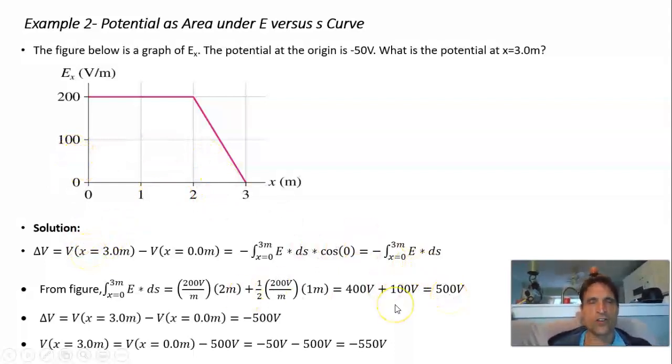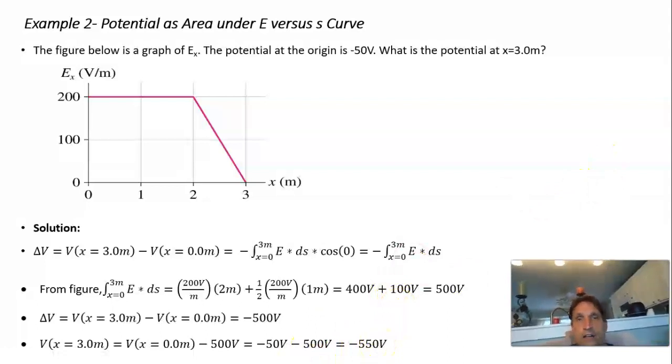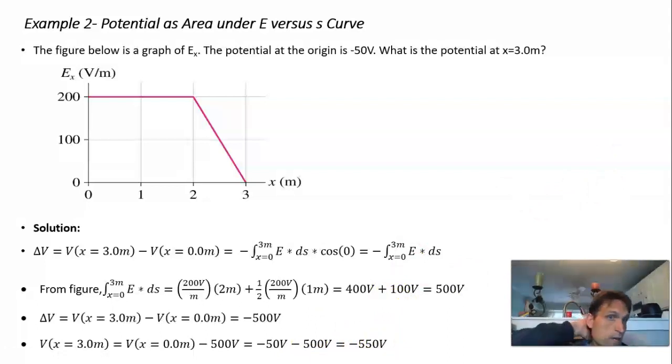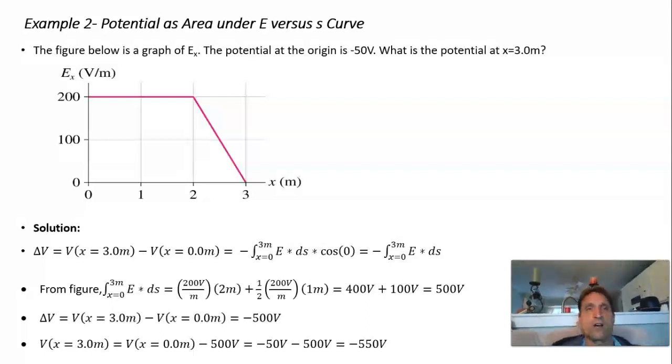Okay. Now the question doesn't ask that. It says, what's the potential at 3 meters? So the potential at 3 meters is whatever it is at 0 meters plus delta V. We're given that it's negative 50 volts at 0. The change from 0 to 3, it drops by 500 volts. And so the potential at 3 meters is negative 550 volts.